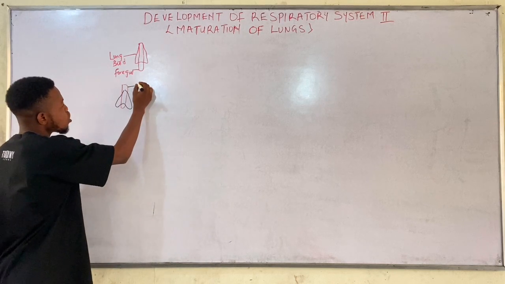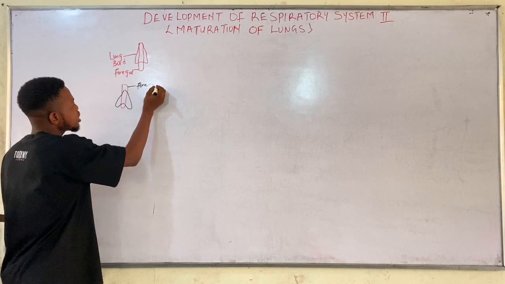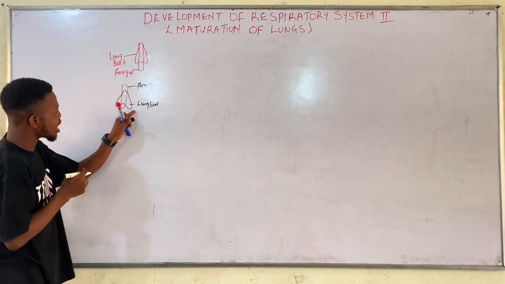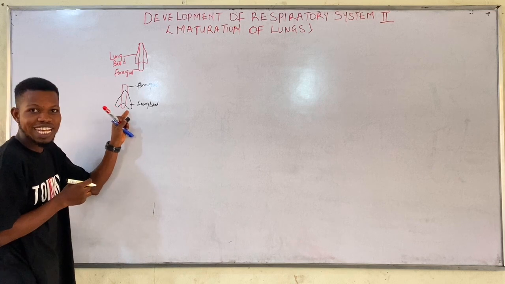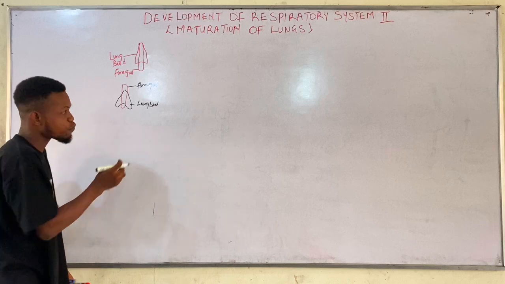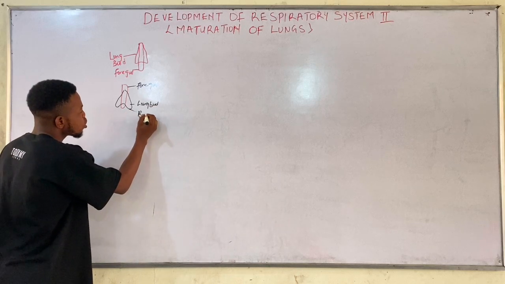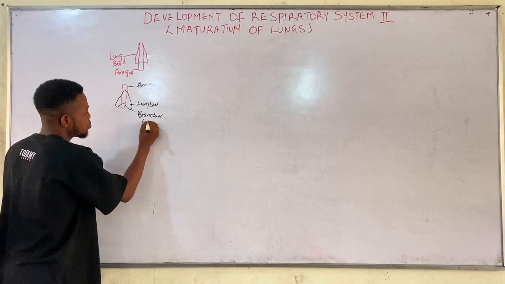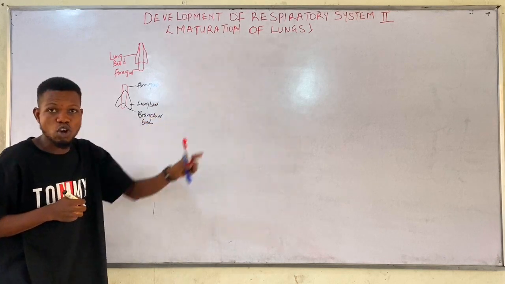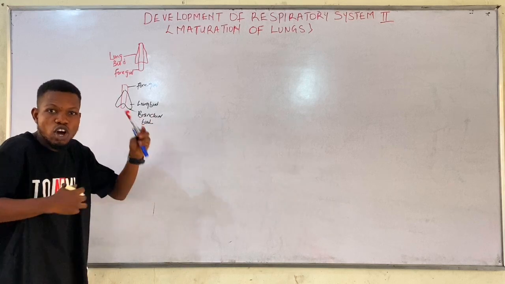Now, this is our foregut, and this is our lung bud. At the caudal part of the lung bud, there is a kind of dilation. There is also something that buds off from the lung bud. This is what we call the bronchial bud. So it is from the bronchial bud that the maturation of lungs occurs. That is when the lungs begin to develop.